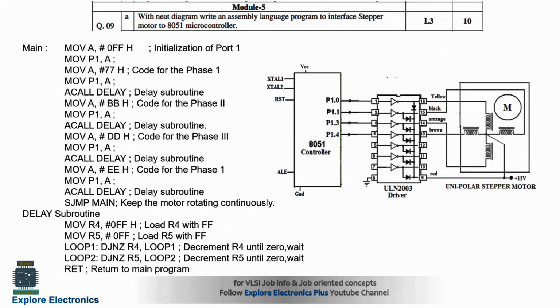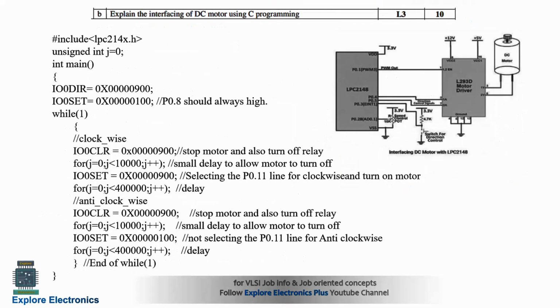Then from module 5 we have a programming question. Write, with a diagram, an assembly language program to interface a stepper motor to the 8051 microcontroller. You can see the diagram here. This is the unipolar stepper motor, and it needs to be interfaced with a driver, ULN2003, and these are the ports to be used. This is the program for the interfacing of the stepper motor to the microcontroller. You can go through this.